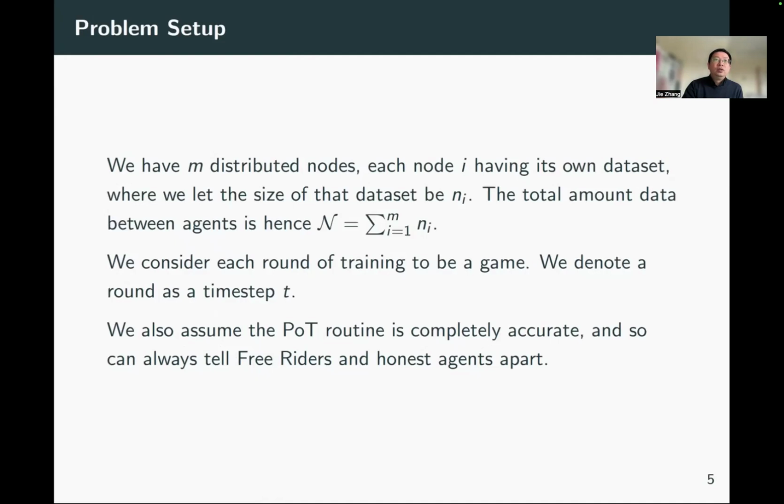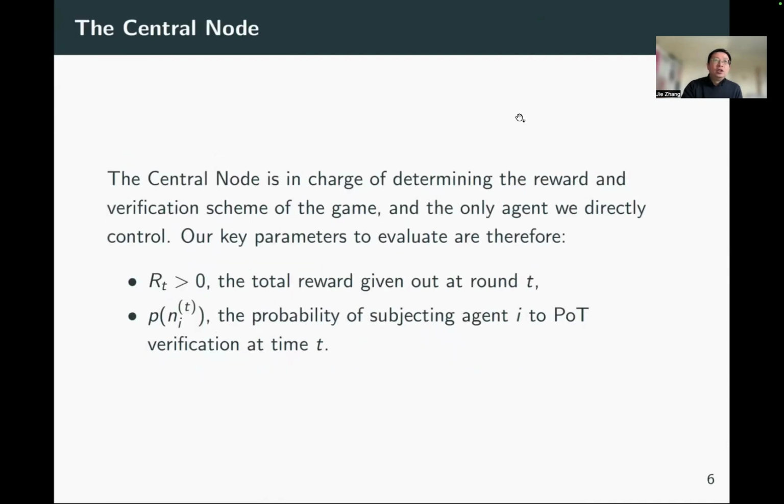So we can denote that with a time step t, and we are also going to assume that our proof of training routine is completely accurate. So when we run that proof of training, we know for sure whether that agent is an honest agent or a free rider. So the central node, like I said, is the only agent really we have control over here. And they are going to set the reward and the verification schemes.